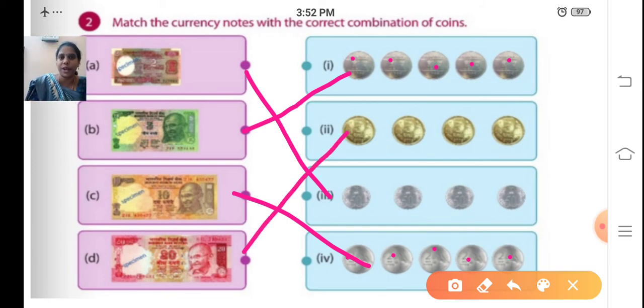You are having a 5 rupee coin, right? Add 4 times. 5 plus 5, 10. 10 plus 5, 15. 15 plus 5, 20. So that you will get 20 rupees, isn't it?